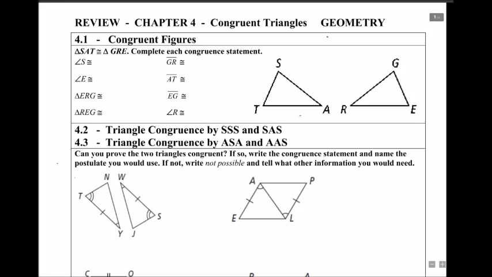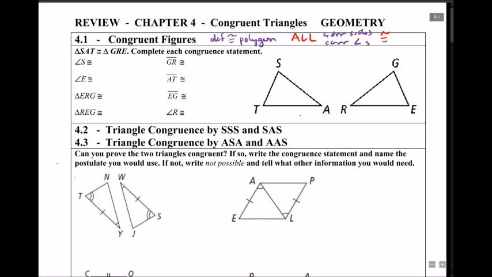So let's write that down. The definition of congruent polygons is all corresponding sides and all corresponding angles are congruent. And in our problem here, we're given a congruent statement. We are told that triangle SAT is congruent to triangle GRE.